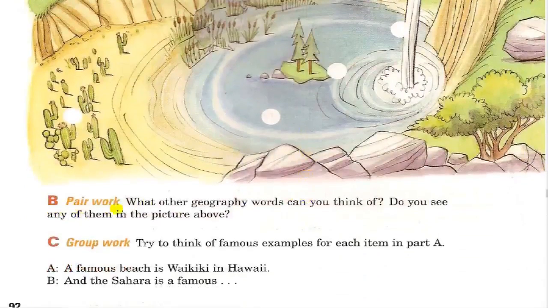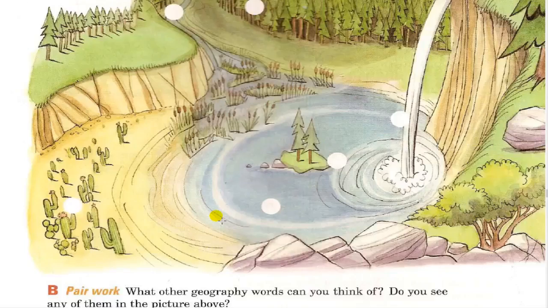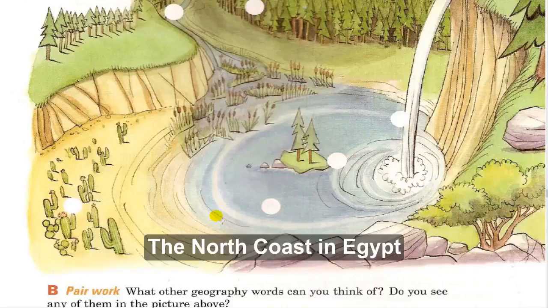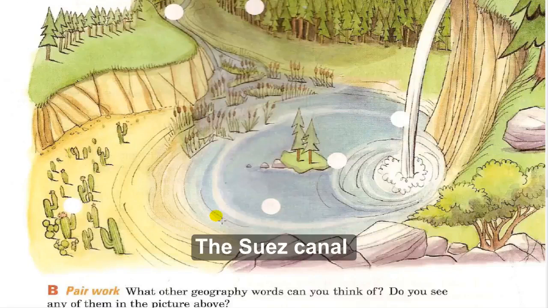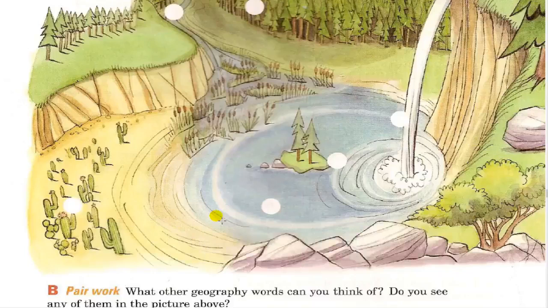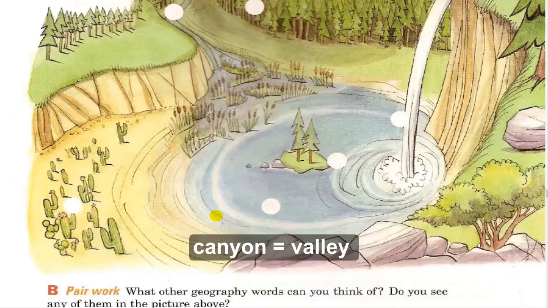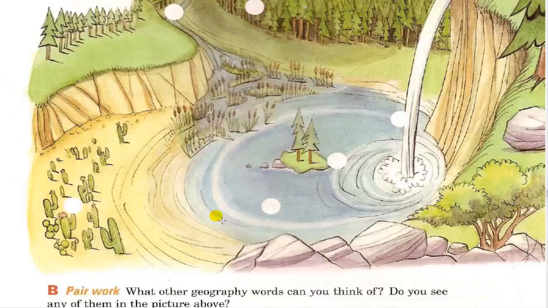Part B. What other geography words can you think of? Do you see any of them in the picture? We have different geography words such as coast, north coast, forest, tropical forest, rainy forest, the Suez Canal, sea, the Red Sea, oasis, canyon. A canyon is like a valley, but a valley is bigger, a canyon smaller.